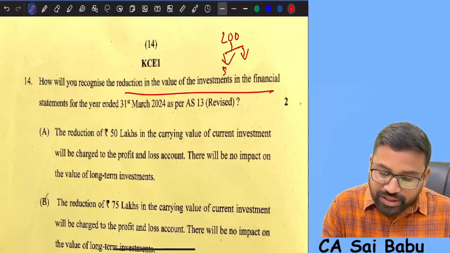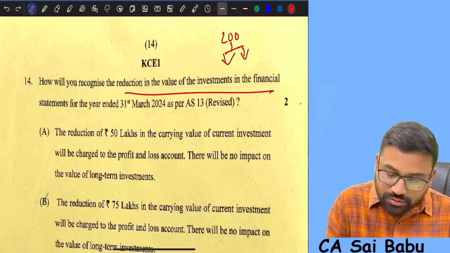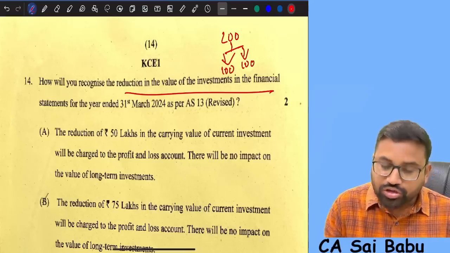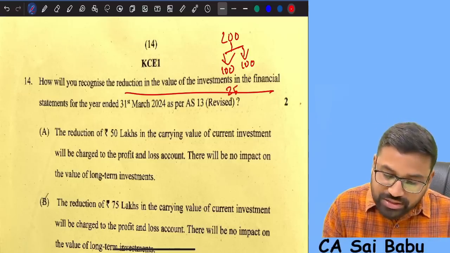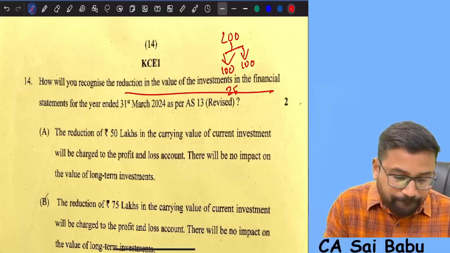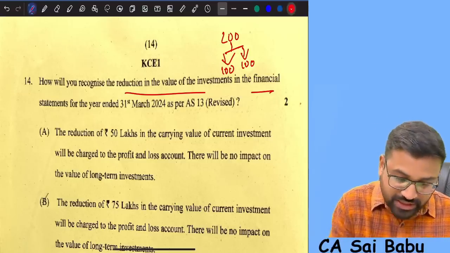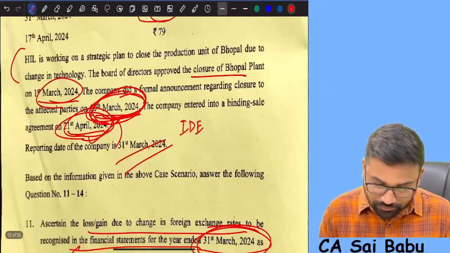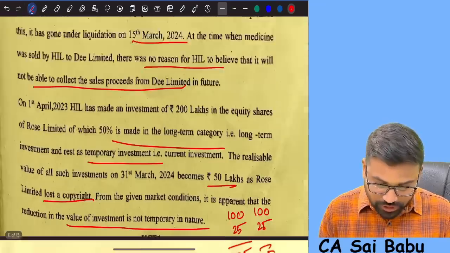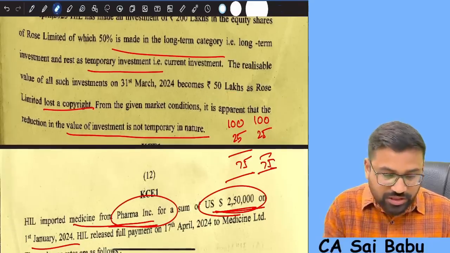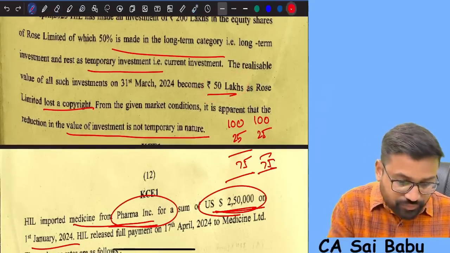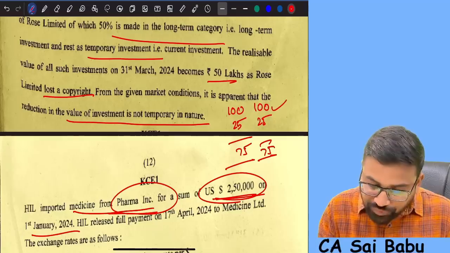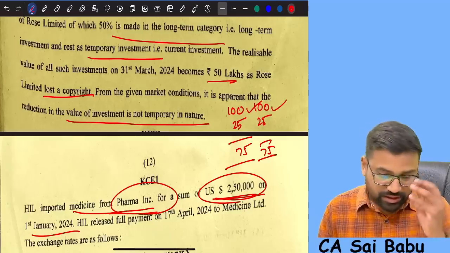50% current investment, that is 100 current investment, 100 long-term investment, sir. Now at the end, the realizable value has become 25. So that means out of 100, the realizable value has become 50 in this question, sir. See this, 50. So therefore 100 is the original cost of the investments.